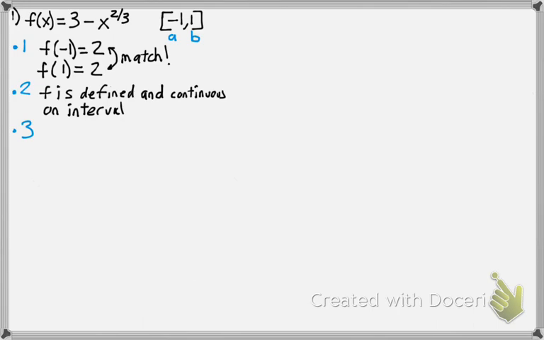And then 3 is f is differentiable on the interval. So I need to take the derivative. So f prime is going to be equal to -2/3 x to the -1/3. And a different way to write that would be -2/3 over x to the 1/3. And a big issue with this is that now with that x in the denominator, that is undefined at 0.